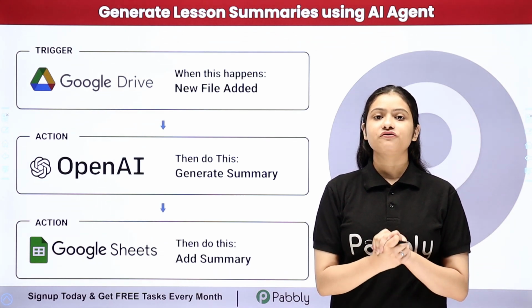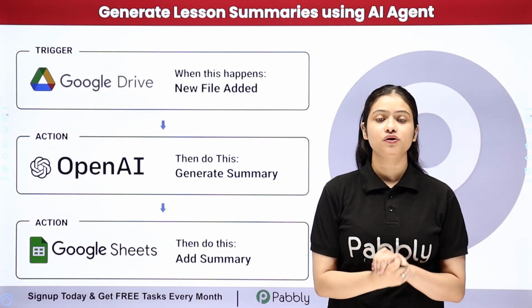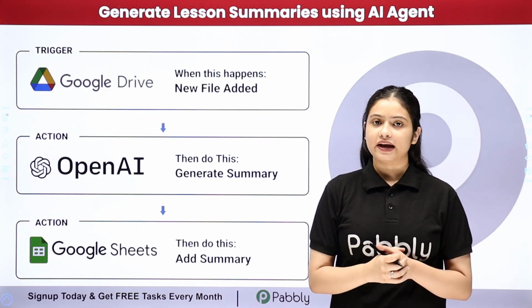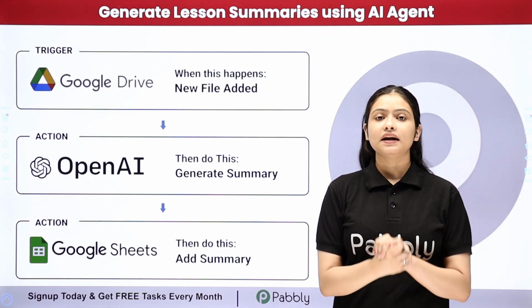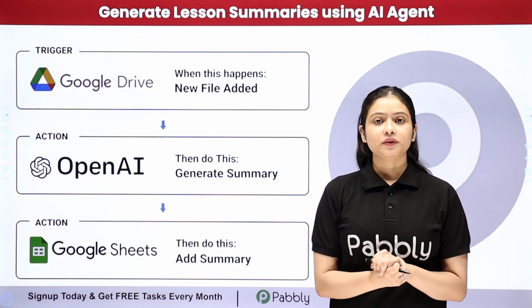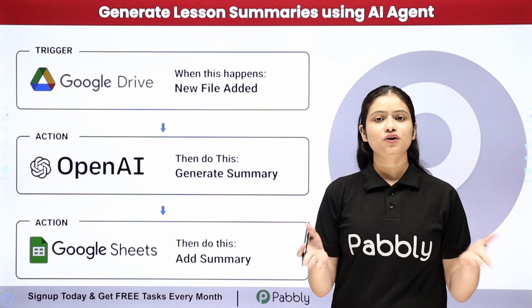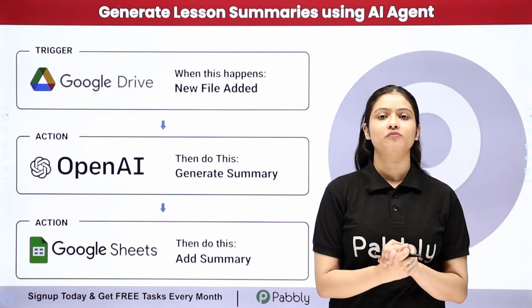So here, as soon as the lesson note file is uploaded in PDF format in my Google Drive folder, automatically, with the help of my AI agent, that is OpenAI, a summary is going to be generated for that same note and added automatically in my Google Sheets for my students. To automate the entire process, I'm not going to use any coding or programming skills. I will simply connect all these applications with the help of Pabbly Connect.